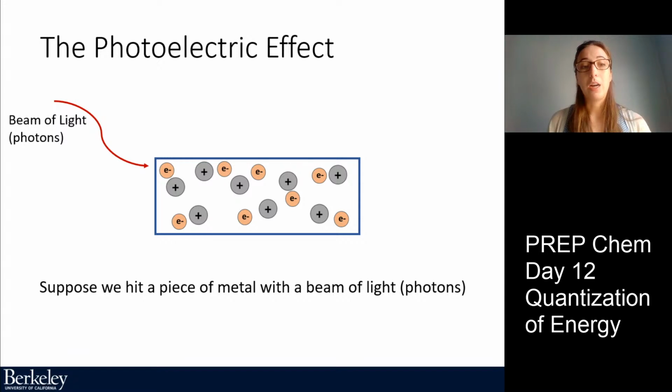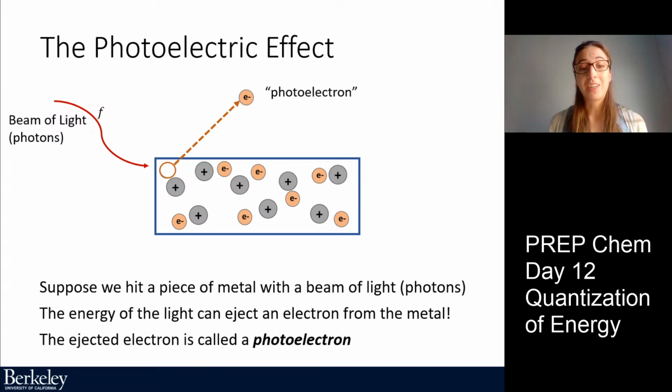And now, say you shine a beam of light at the metal. Again, a beam of light and a photon are now the same thing, so make sure that definition is in your head. Suppose we hit this piece of metal with a beam of light. What would actually happen? What ends up happening is that we will eject an electron from the metal because our beam of light has so much energy that it will hit these electrons and kick them out of the metal.